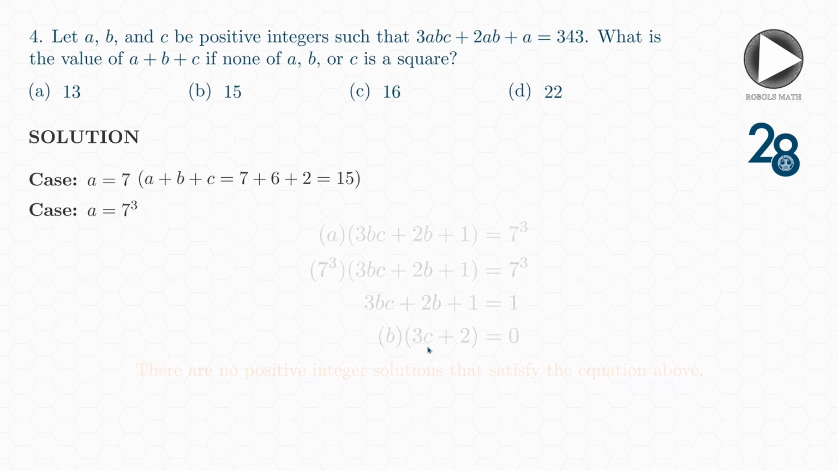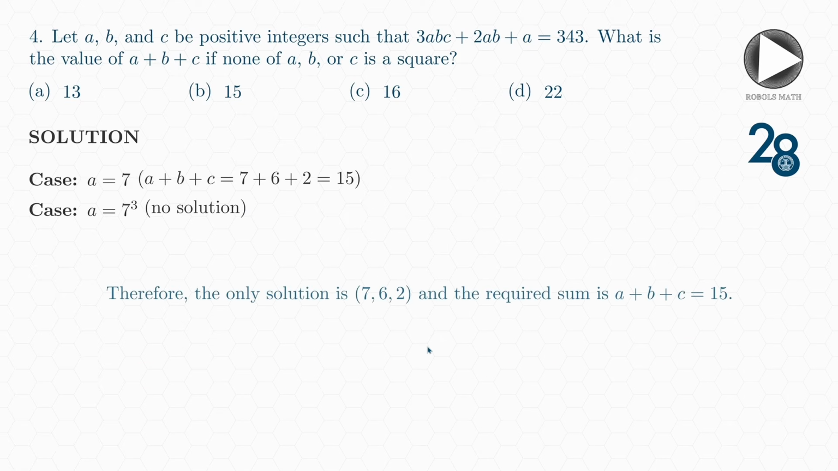So we conclude that the only solution for this problem is 762, and that the required sum A plus B plus C is equal to 15. And that's our final answer. Okay, the final answer here is 15. I hope that's clear.